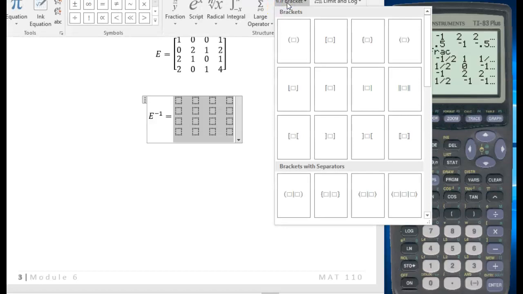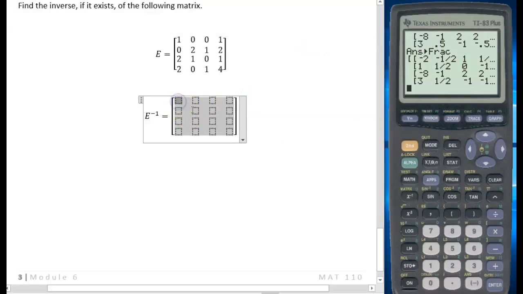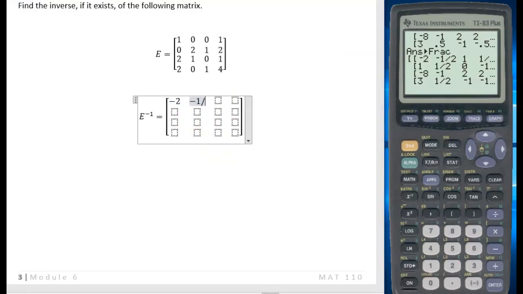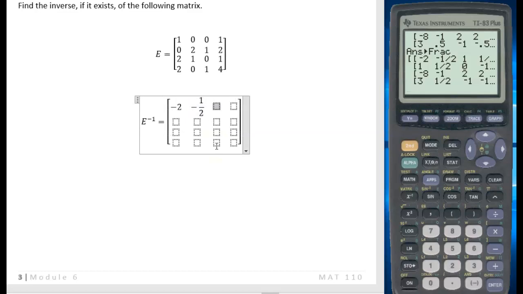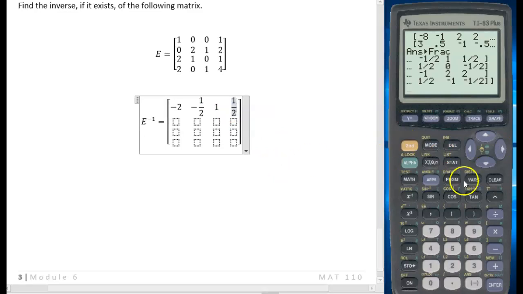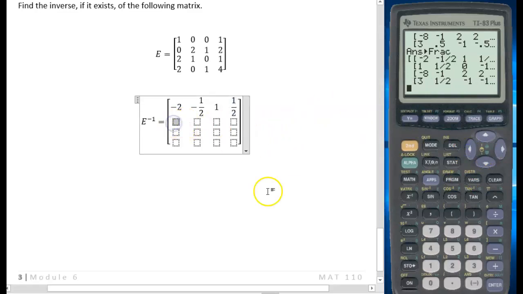Hopefully this is much easier for you to do. You're not in Word. So let's see, we've got -2, -1/2, 1. And I can't quite see all of it, but it says ... over here. So I can just continue off to the right and I can see the whole thing. My second line. 1.